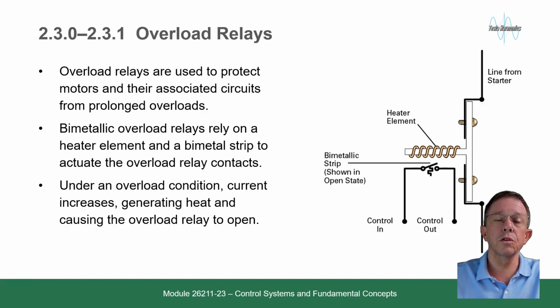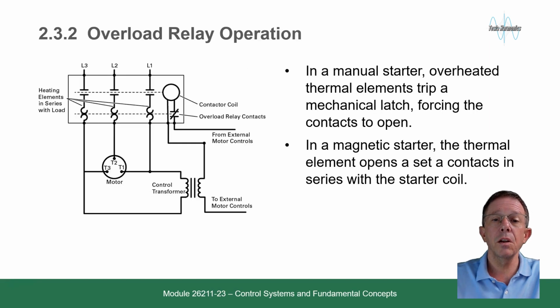Overload relays are used to protect motors and their associated circuits from prolonged overloads. Bimetallic overload relays rely on a heater element and a bimetallic strip to actuate the overload relay contacts. Under an overload condition, current increases, generating heat and causing the overload relay to open. In a manual starter, overheated thermal elements trip a mechanical latch, forcing the contacts to open. In a magnetic starter, the thermal elements open a set of contacts in series with the starter coil.